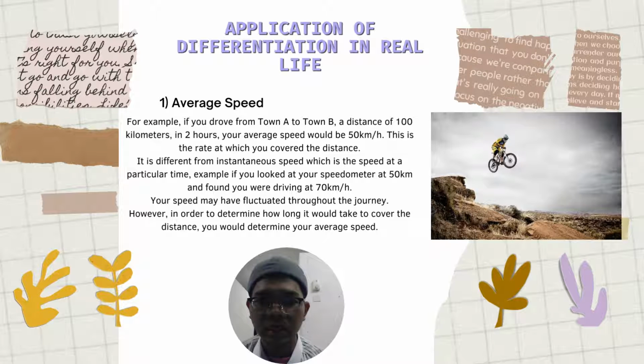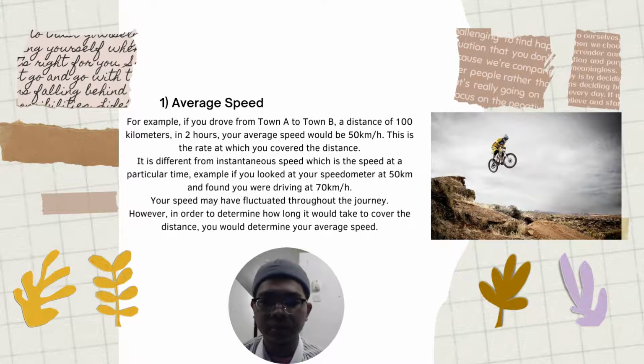It is the rate at which you cover the distance. It is different from instantaneous speed, which is the speed at a particular time. For example, if you look at your speedometer at 50 km and you found you were driving at 70 km, your speed may have fluctuated through the journey. However, in order to determine how long it will take to cover the distance, you will determine your average speed.